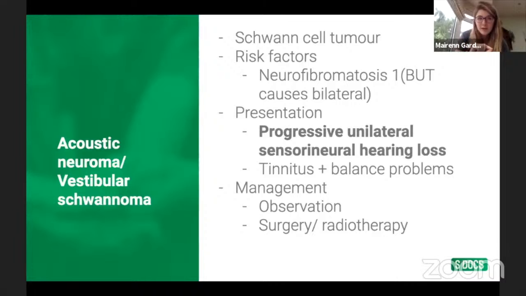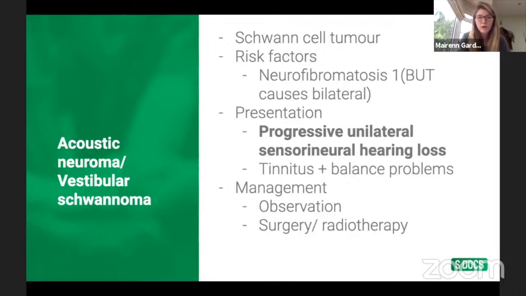It tends to be unilateral, and a kind of buzzword: anyone with unilateral progressive sensorineural hearing loss, you need to think about acoustic neuroma. To complicate it slightly, if these patients have the neurofibromatosis 1 gene, this will actually increase their risk of acoustic neuroma, but it's more likely to be bilateral hearing loss. So that just complicates it ever so slightly.